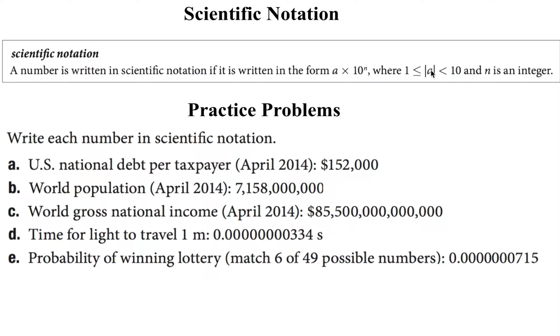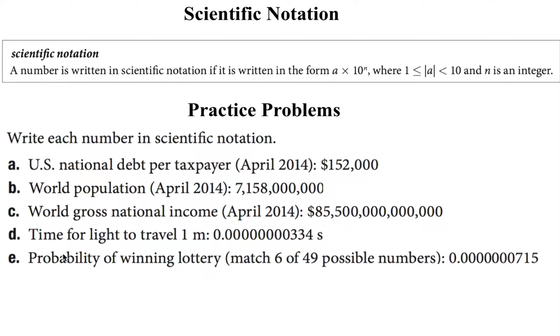The absolute value of that thing is greater than or equal to 1 but less than 10. So I misstated that. It's not a positive number. It just means that this number is greater than 1 but less than 10. It could be a negative number or a positive number.